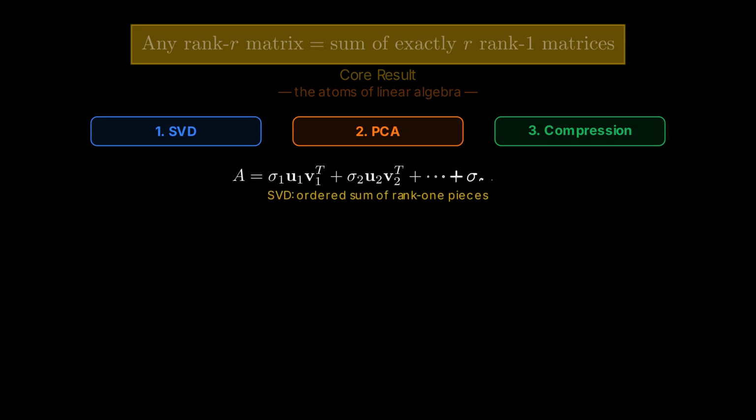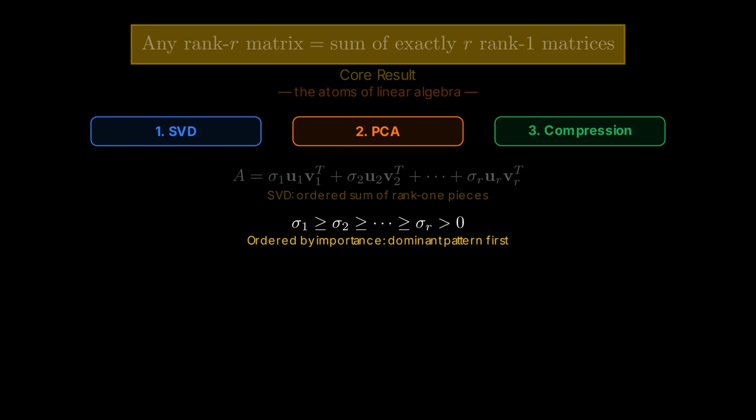First, the singular value decomposition, or SVD. The SVD writes any matrix as a sum of rank 1 pieces ordered by importance. Specifically, A equals sigma 1 times U1 V1 transpose plus sigma 2 times U2 V2 transpose, and so on, where the sigma values are decreasing. The first piece captures the dominant pattern, and each subsequent piece adds the next most significant layer.